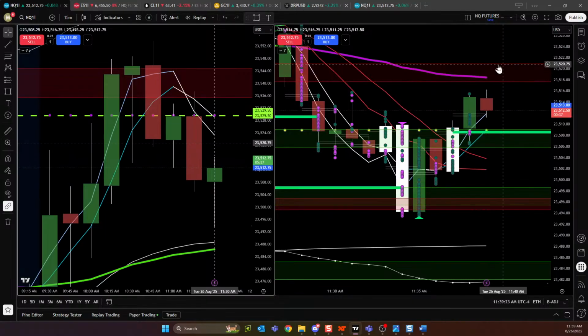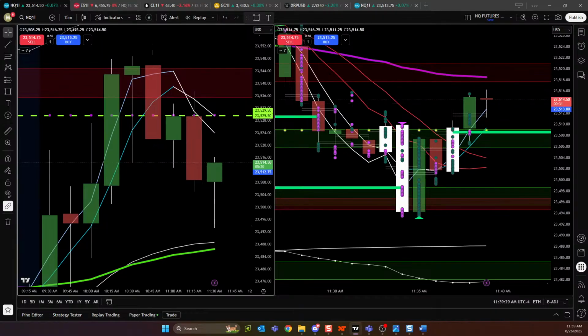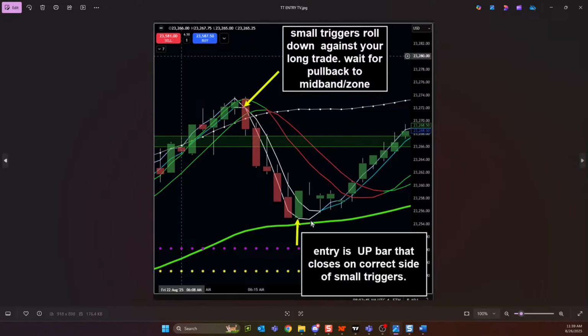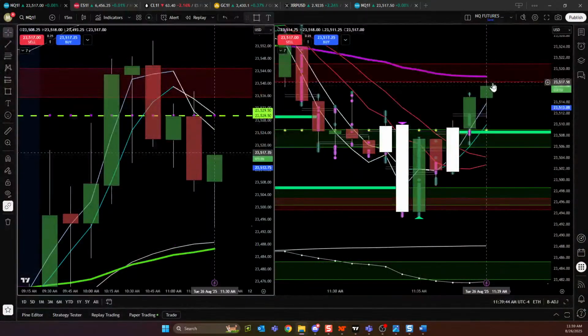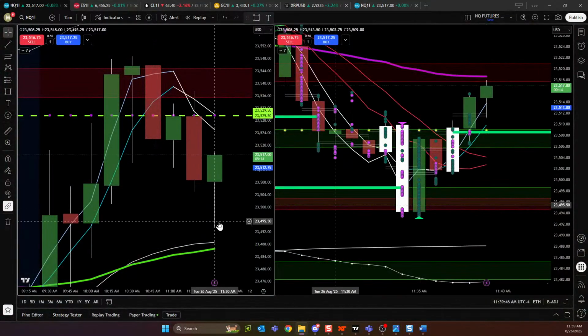Ideally, they pull up to like 55.20. I wait for a close on the correct side of the triggers. When I get to that box, because my small triggers are up, my plan says, and not my opinions, not my thoughts, but my plan says, don't fight the small triggers, wait for a down bar on the correct side. Does that make sense? And look at that, there we are. So let's see what happens.